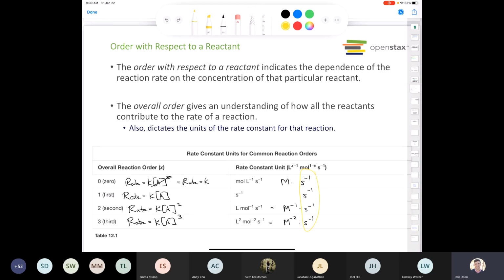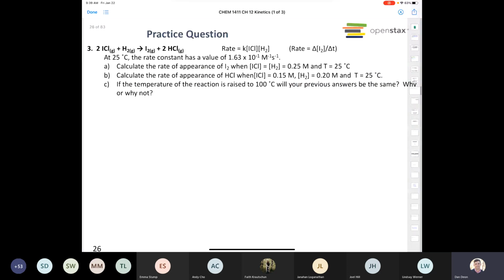A student asked in the chat, in an exam, will we be given the exponents in order to figure out problems like this, or is there a way to determine the exponents? Yes, there is definitely a way to determine reaction order. We use what's called the method of initial rates, which is something that we're going to look at today.